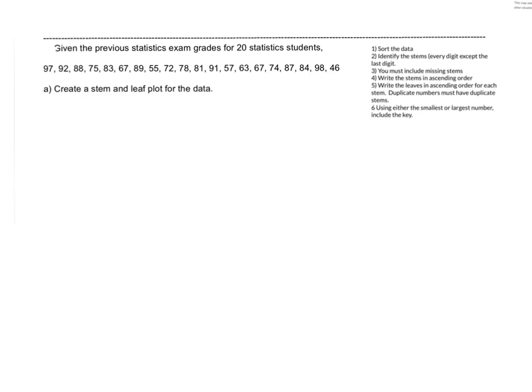Okay, for our first problem, we're going to be creating a stem and leaf plot for this data. This data is the previous statistics exam grades for 20 students. So take a minute, enter the data into your calculator, and I will review with you the steps for writing a stem and leaf plot.